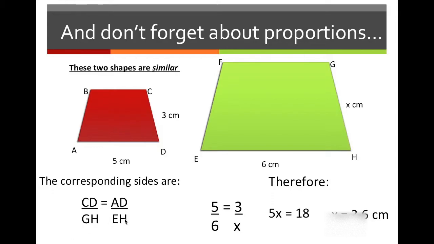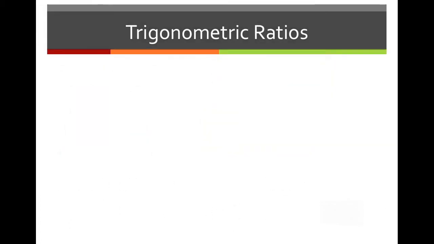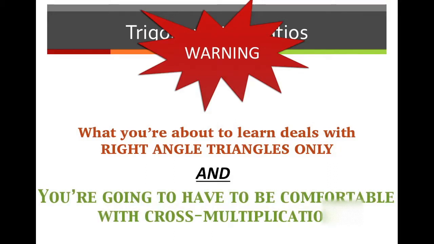Also, something that I teach in my classes is the fish method. If you just do 3 times 6 divided by 5, you'd get the same answer. We're about to start trig ratios, but before we do, just a very friendly warning. Everything in this lesson deals only with right angle triangles, and you need to know how to cross multiply, what I just showed you in the last slide, either the fish method or actually cross multiplying algebraically.